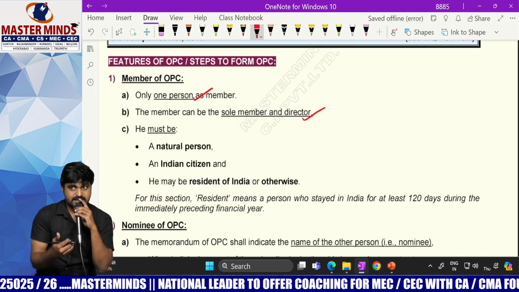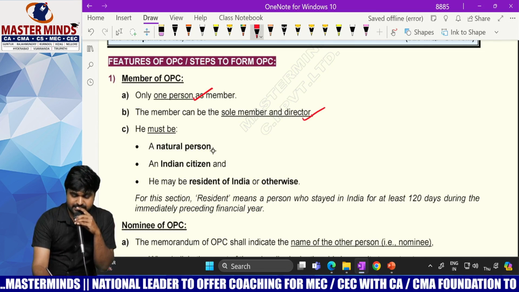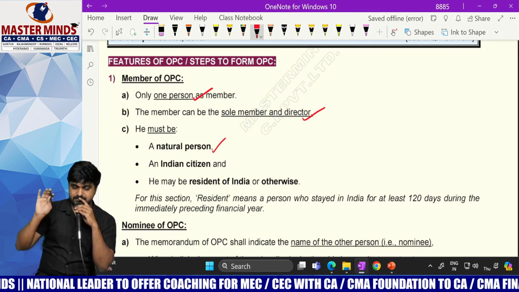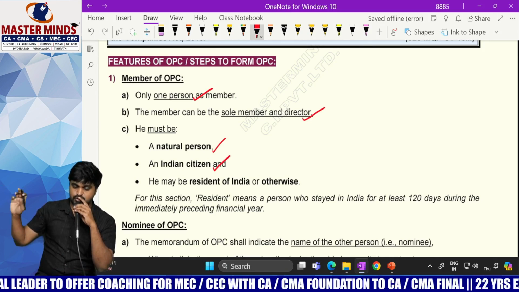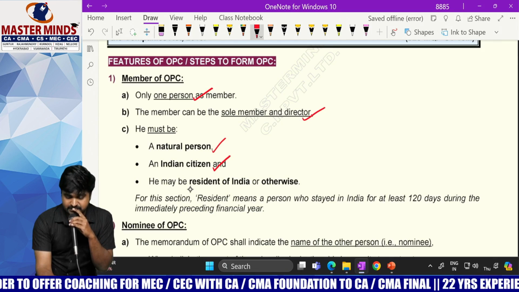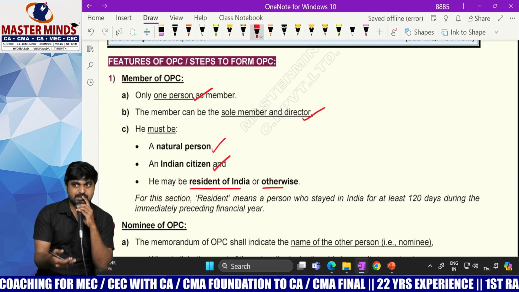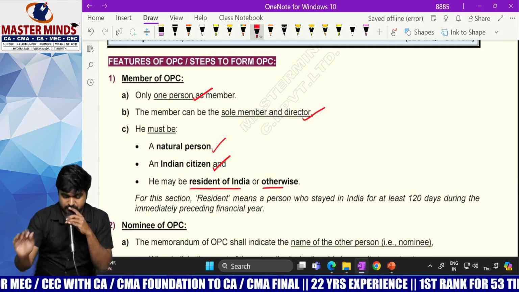Then what eligibility criteria he need to meet? He must be a natural person. Artificial persons not allowed to become members. He must be Indian citizen. Foreign citizens not allowed. And he may be resident of India or otherwise. That means he may be resident or non-resident. So there is no problem in it.